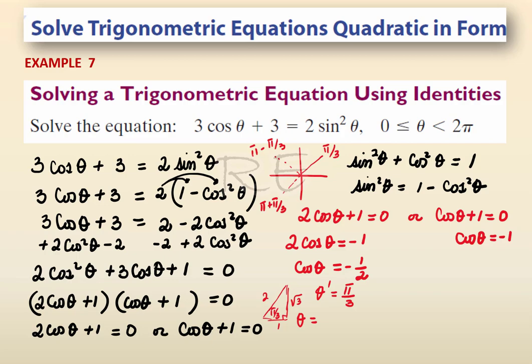The first one is 3 pi over 3 minus pi over 3, 2 pi over 3. Or the second one, 3 pi over 3 plus pi over 3, 4 pi over 3.